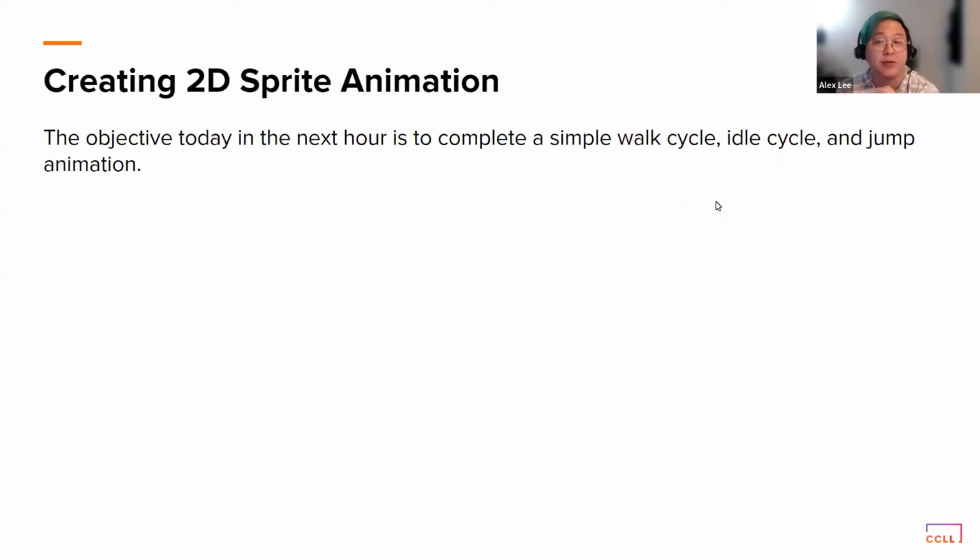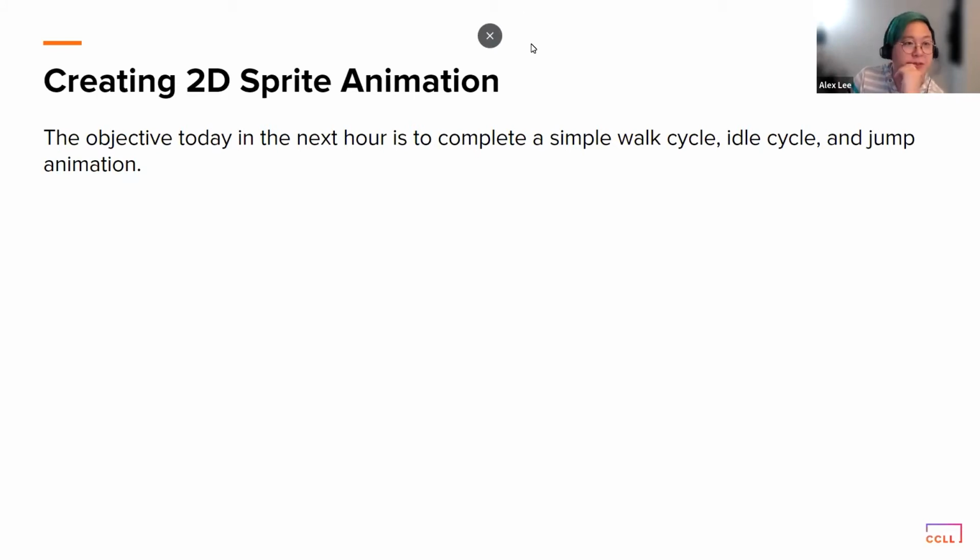Today we'll be creating a 2D sprite animation. The objective is, in the next hour, to complete a simple walk cycle, an idle cycle, and a jump animation. These are some of the most common animations you'll see in games, and we're going to do a basic, rudimentary version of this. Even if you have no artistic skill or you're not an illustrator, if you're feeling insecure, it doesn't matter. This should be simple enough that even if you aren't an art person, you can still create something that's a pleasure to play with.